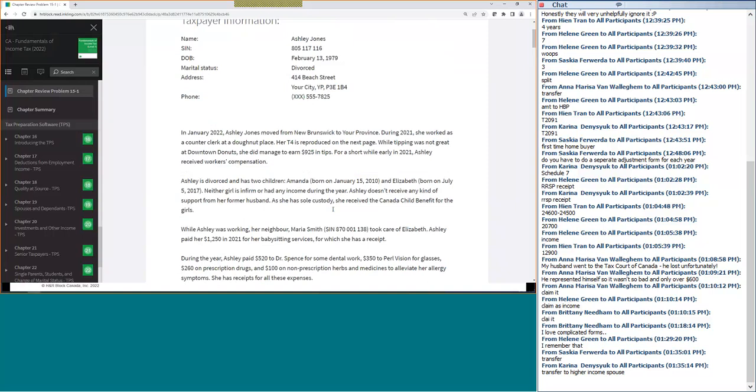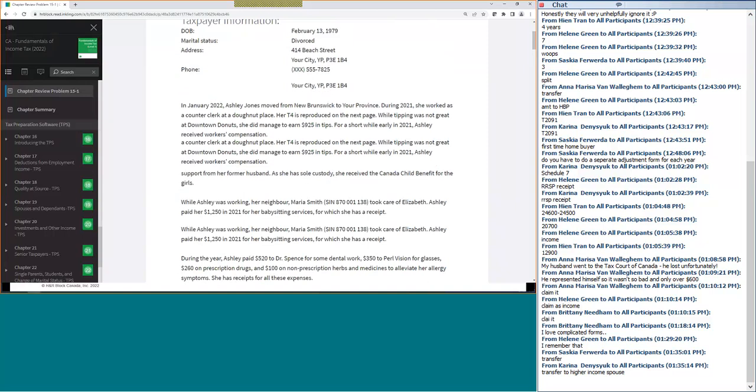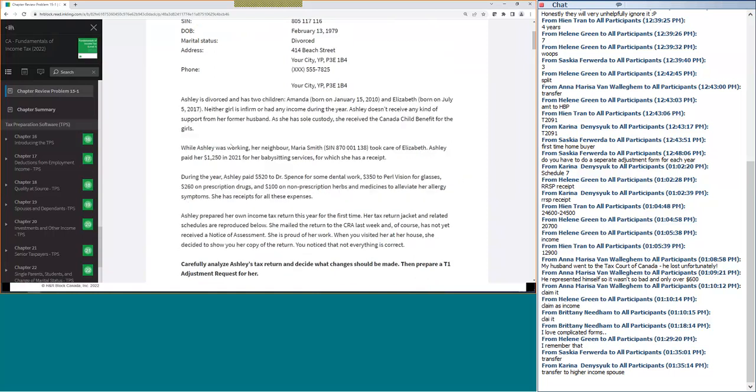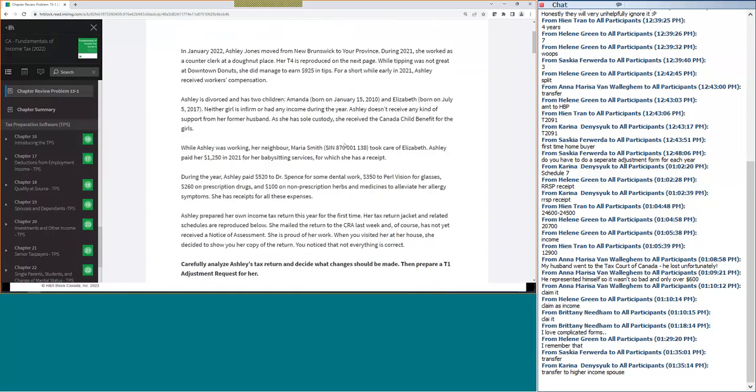We have a T4. We have some tips. She has 2 children. She's divorced. She has sole custody, is not receiving any support. She has received Canada Child Benefit. She had some child care during the year which she needed to go to work. She has a receipt for the child care.